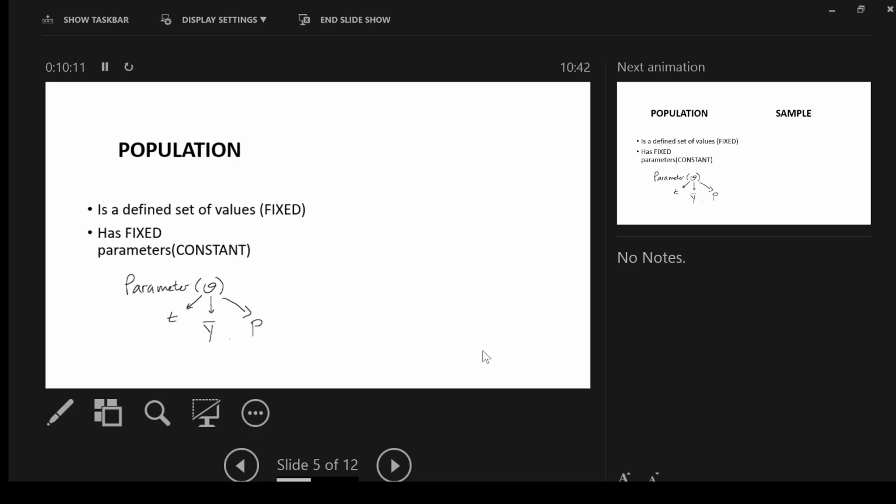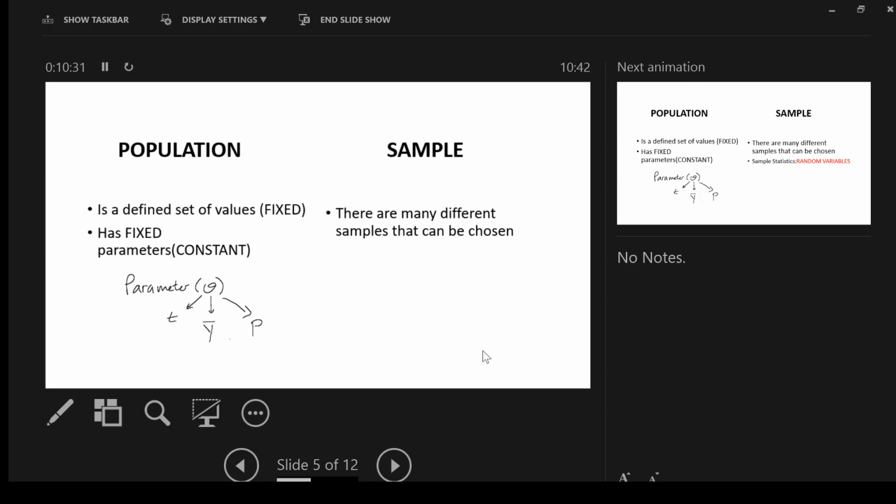Because big Y bar is not a random variable. It doesn't have a mean. It doesn't have a variance. It's a single value. Okay? So that is really important. On the other hand, the sample, there are many different samples. There's one population, that population has a mean, it's a constant.